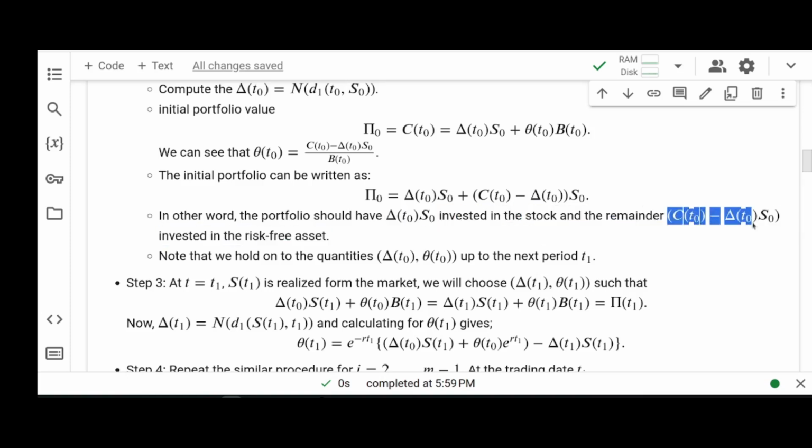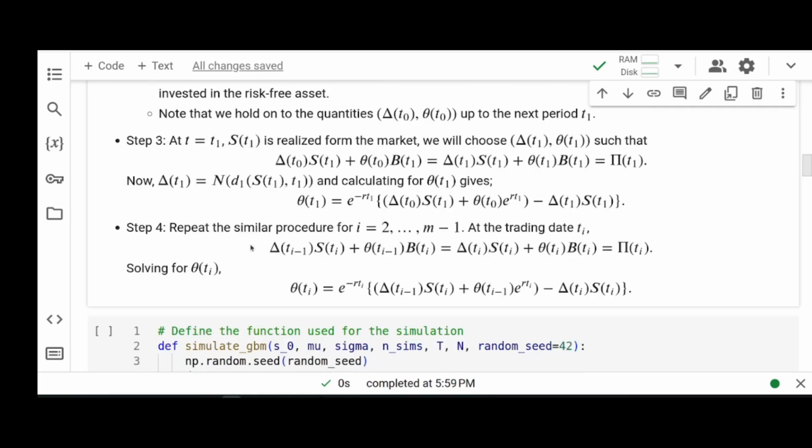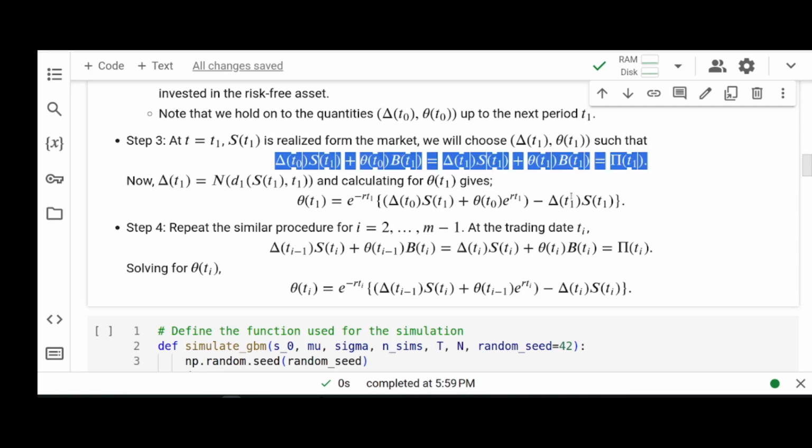in the risk-free asset. So the next step, at t equals t1, S of t1 is realized from the market while we choose our portfolio in this way. So we calculate this again, delta at t1, from the cumulative distribution function, and our theta will be obtained by satisfying this equation. So we repeat this until the maturity.